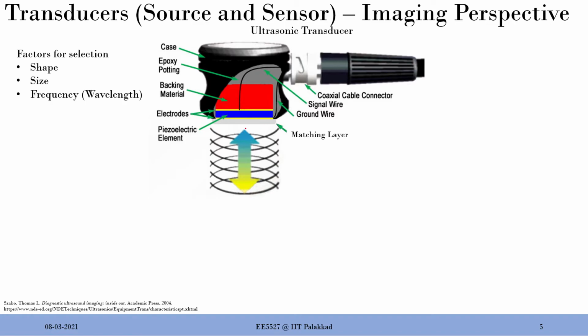So if you have gone for an ultrasound scan, for example, you actually put a gel on top of the probe. So that is actually to reduce the air in between, because when you put the probe on the body, there is a chance that the air will come and sit in between and it forms a layer.